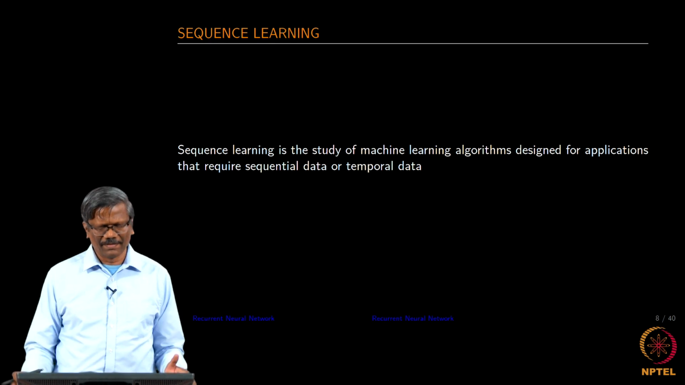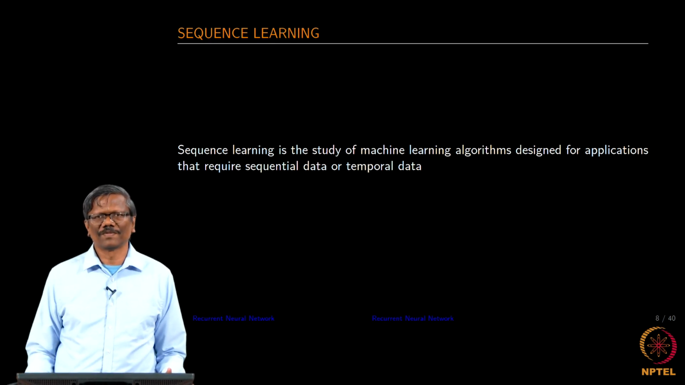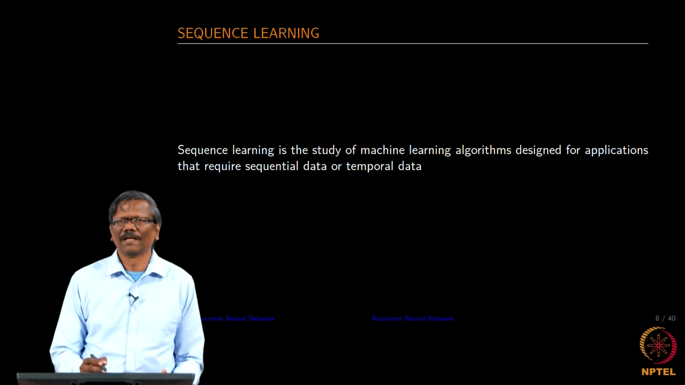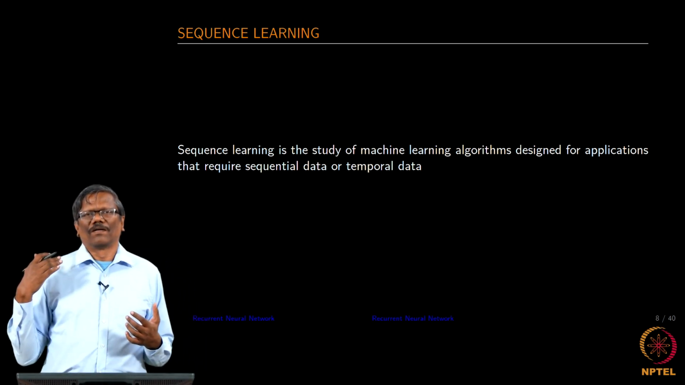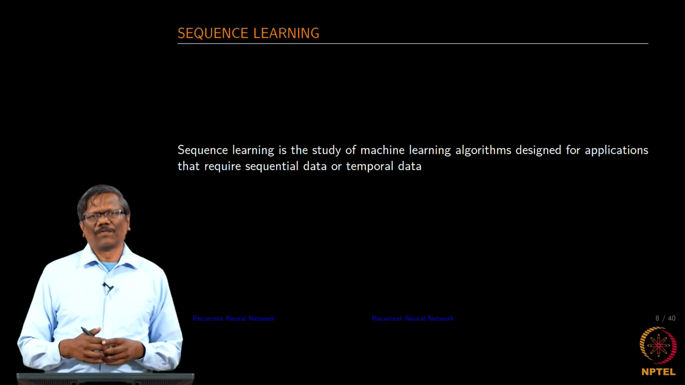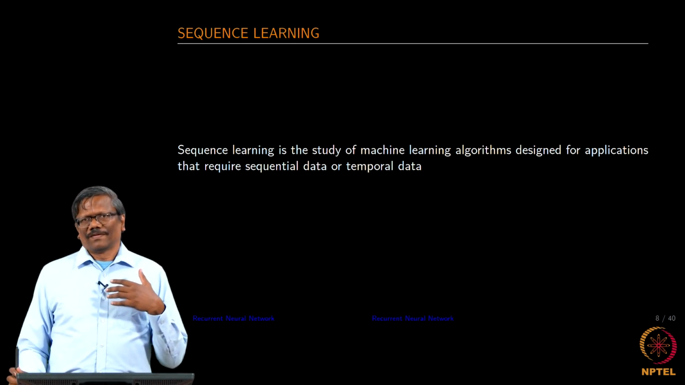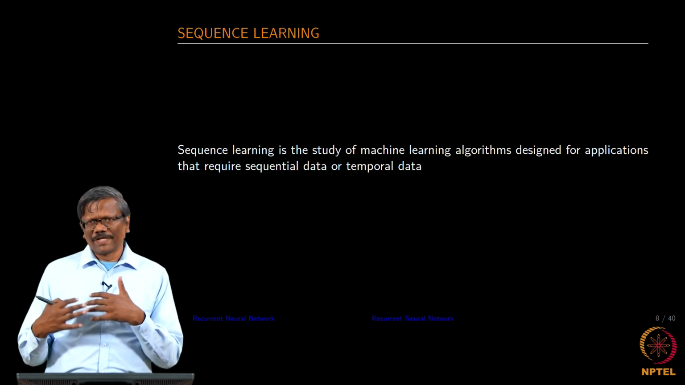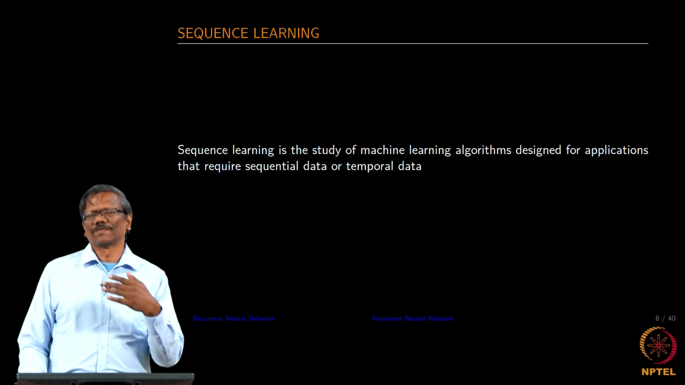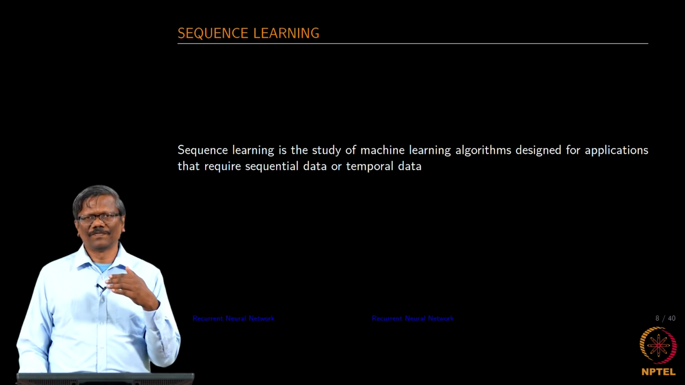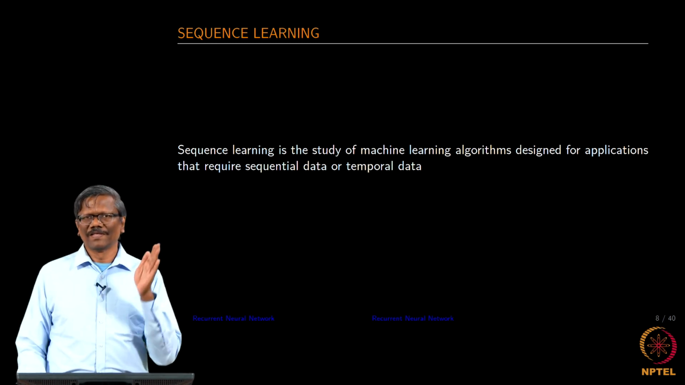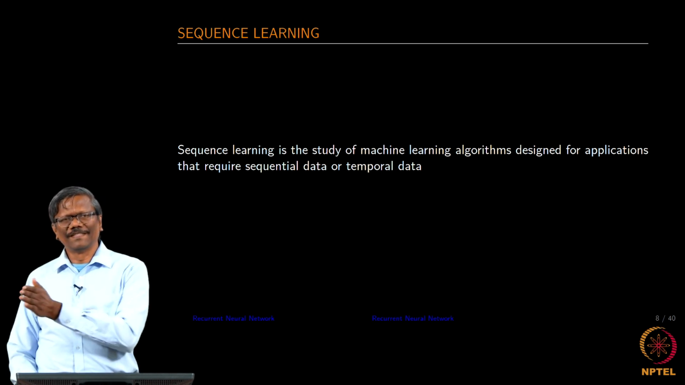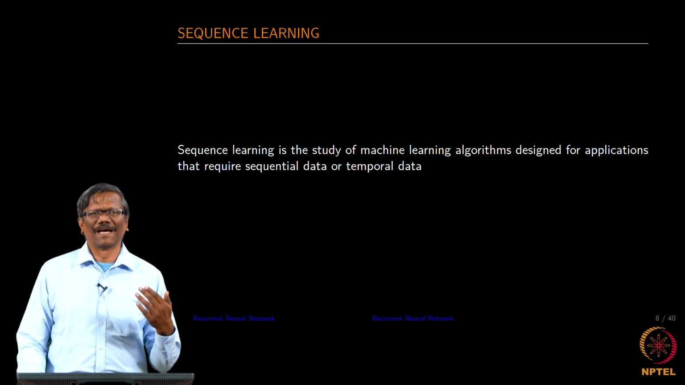Sequence learning is a study of machine learning algorithms designed for applications that require sequential data or temporal data. For example, I am speaking right now, and the machine should be able to recognize my voice, recognize the sentences that I am speaking, split them into words, and then finally translate that into any language.